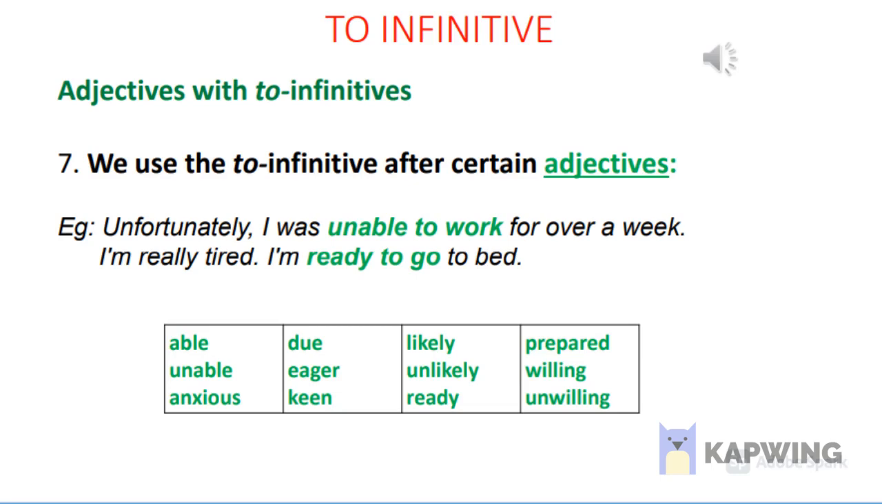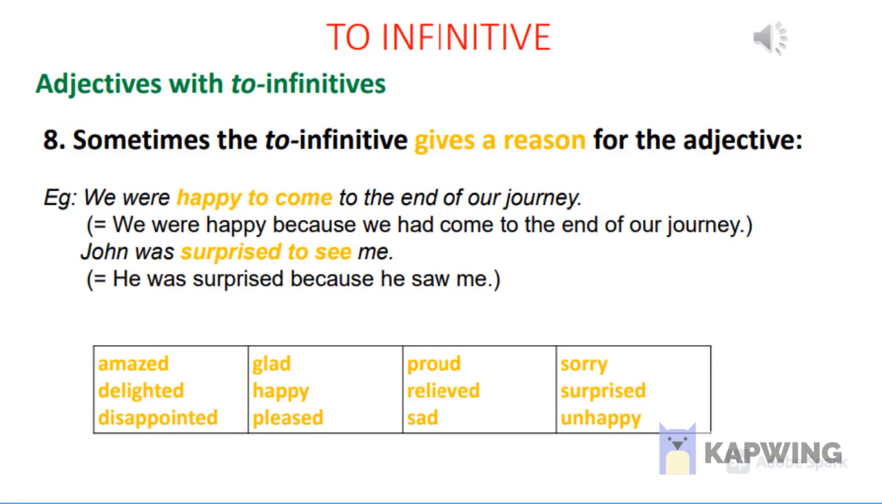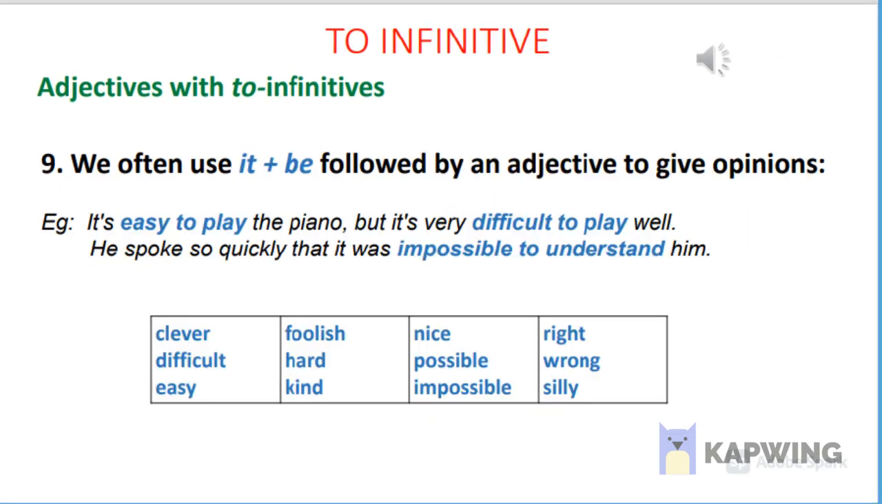The to infinitive gives a reason for the adjective. For example, we were happy to come to the end of our journey. This sentence has the same meaning as: we were happy because we had come to the end. It is the verb plus adjective plus to infinitive clause. We often use this pattern to give opinions. For example, it's easy to play the piano, but it's very difficult.